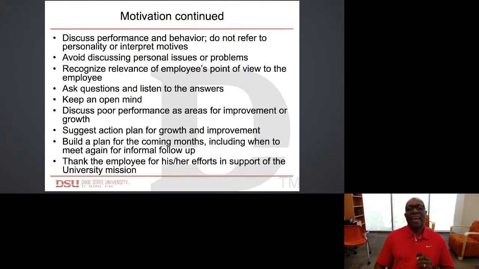Discuss performance and behavior. Do not refer to personality or interpret motives. Avoid discussing personal issues or personal problems. Recognize the relevance of the employee's point of view. Ask questions and listen to the answers. Keep an open mind. Discuss poor performance as areas for improvement or growth. Suggest an action plan for growth and improvement. Build a plan for the coming months, including when to meet again for informal follow-up. Thank the employee for his or her efforts in support of the university mission.